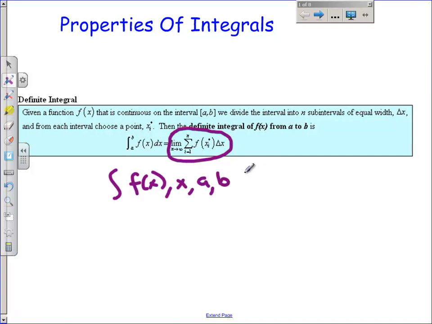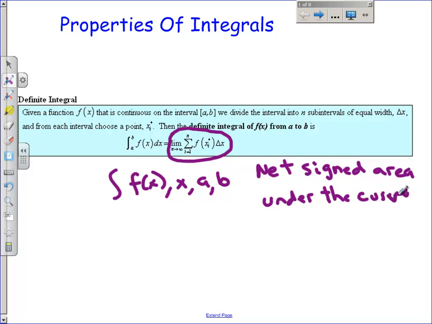And this will find what's called the net signed area under the curve. Now, if it's all above the x-axis, if f of x is greater than or equal to 0, then this is simply area. But if for some reason f of x drops below the x-axis, that's what I mean by net signed area. We're going to have a lot of examples about this. But for today, we're going to find out that this infinite Riemann sum is connected to the integral. That's what we want to do. And we're going to talk about properties of integrals. What can you do with integrals?